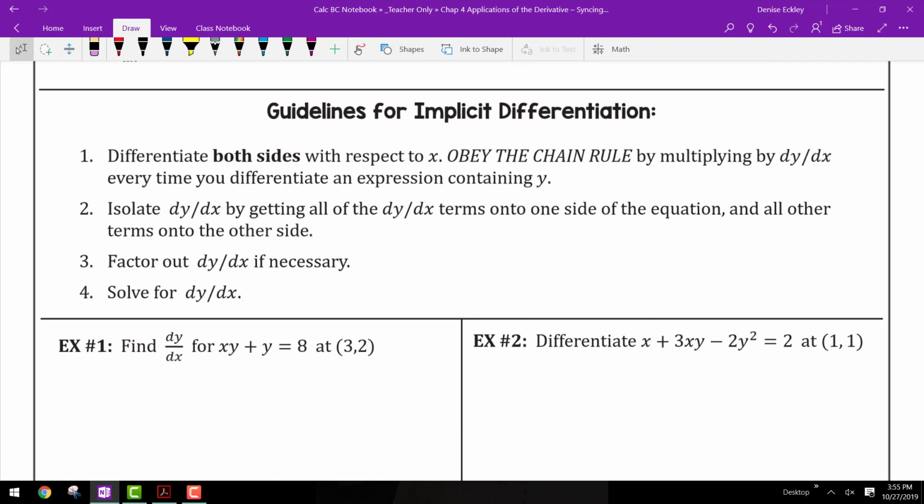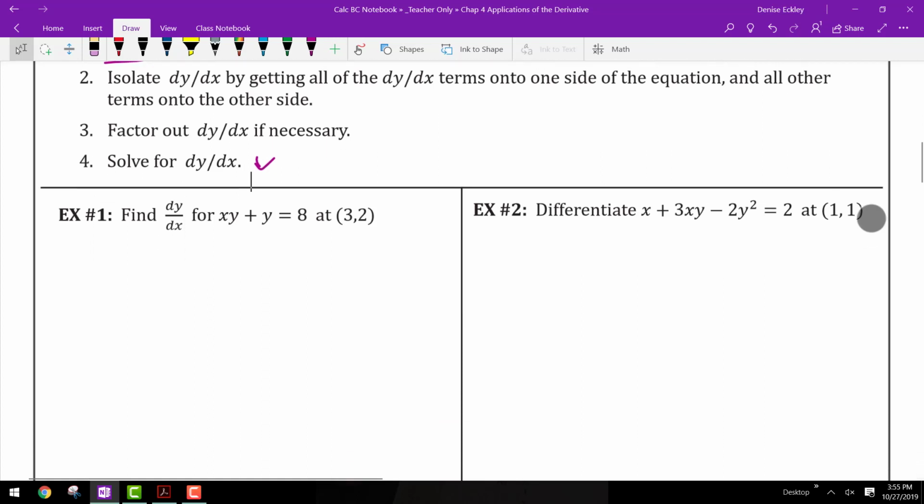We're going to differentiate both sides with respect to x. We have to remember to obey the chain rule by multiplying by dy dx every time, and that's very important, every time you differentiate an expression containing a y. Then once you differentiate both sides, you isolate all the dy dx terms on one side of the equation, and anything that does not have a dy dx with it goes to the other side of the equation. And then, of course, we want to solve for dy dx, so we'll factor out a dy dx and then solve.